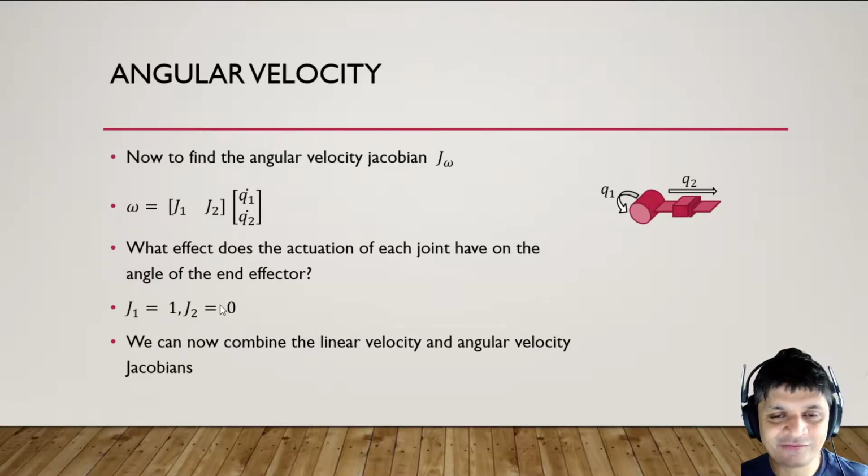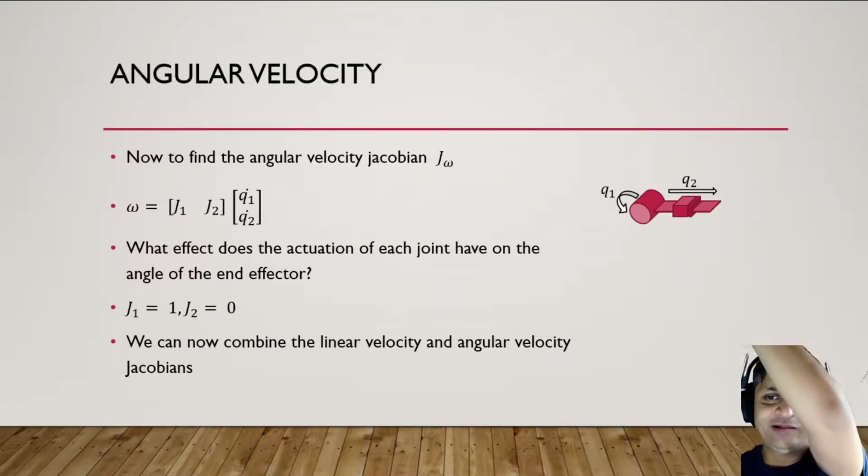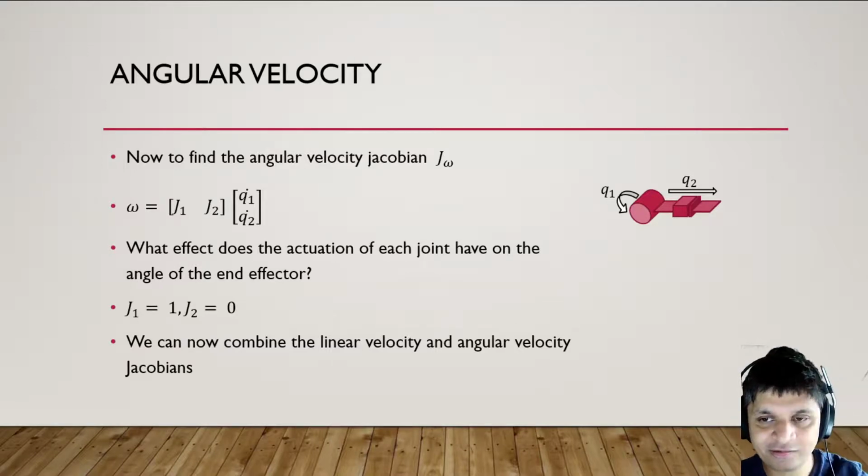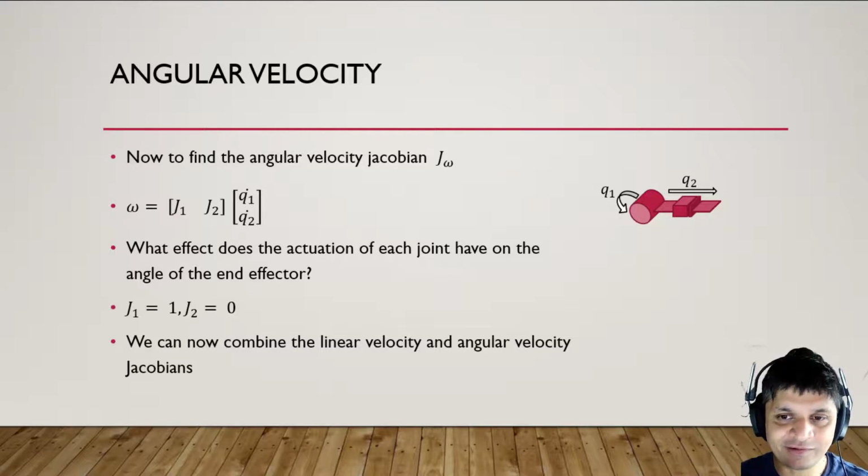Because basically we're saying that if I were to multiply J2 by Q2, I'd get the effect of Q2 on the angular velocity. And Q2 has no effect on the angular velocity, right? So the coefficient should be 0. So J2 is 0. Similarly, if I have an end effector and I rotate by, say, 10 degrees at my elbow, what will change in the orientation of the end effector? Well, its orientation will also change by 10 degrees. So however much I rotate by, that's how much the end effector is going to be rotated by.